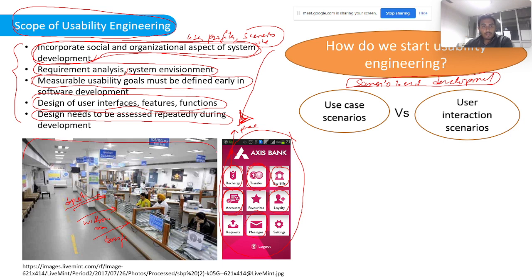So here come two concepts. One is use case scenarios and the other is user interaction scenarios. Do you know the differences? What is the difference between use case scenarios and user interaction scenarios?